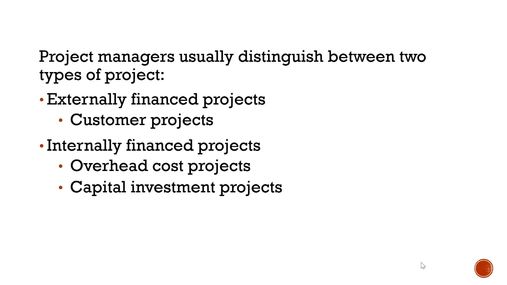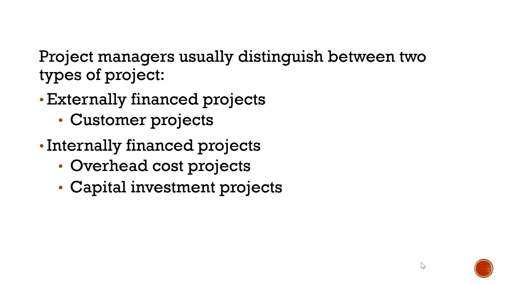And what are the types of internally financed projects? There are overhead cost projects, or generally we can call them OPEX projects, which is operational expenditure projects. And also we have capital investment projects. These are usually called investment projects or capital projects, or sometimes capex projects. Capex means capital expenditure projects.